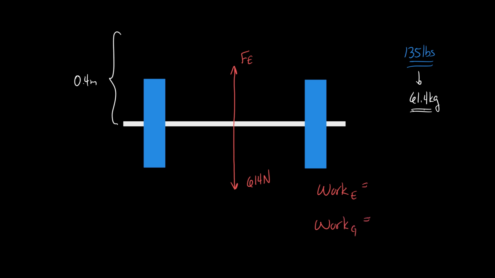Okay? Work is what? How do we calculate work? That's right. Force times what? Times displacement times what? Cosine of the angle. All right, so let's talk about Erin. How much force does Erin have to apply for the bar to move at a constant speed? 614, that's right. So Erin pushes with 614 newtons of force. And how far does Erin displace the bar? 0.4 meters. And what is the angle between her pushing force and the displacement?